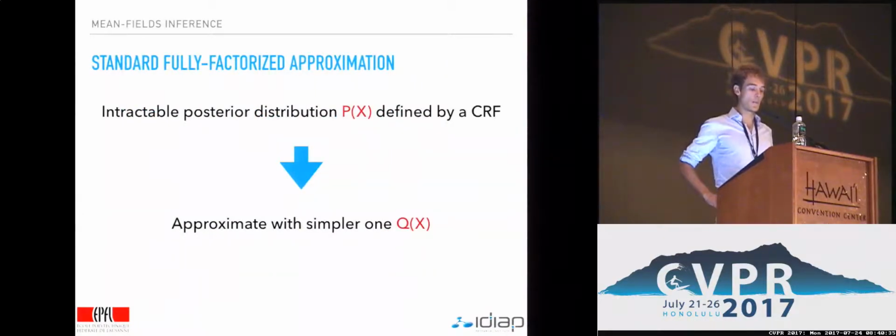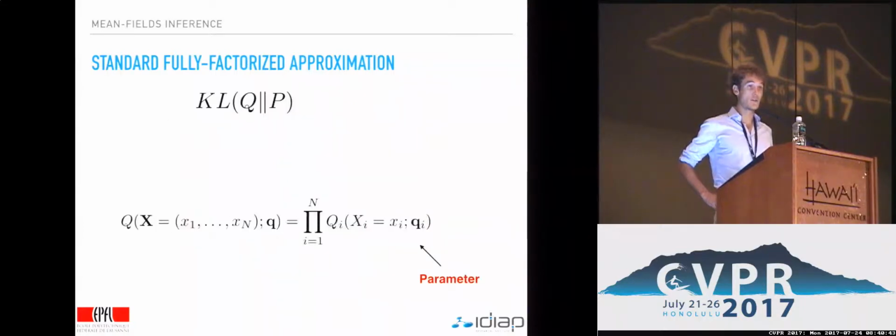Mean field is used to approximate an intractable posterior distribution P by a simpler one Q. The posterior is usually defined through a conditional random field. The closeness of the approximation is measured through the KL-Divergence, and the inference algorithm is used to minimize it with respect to the approximation Q.